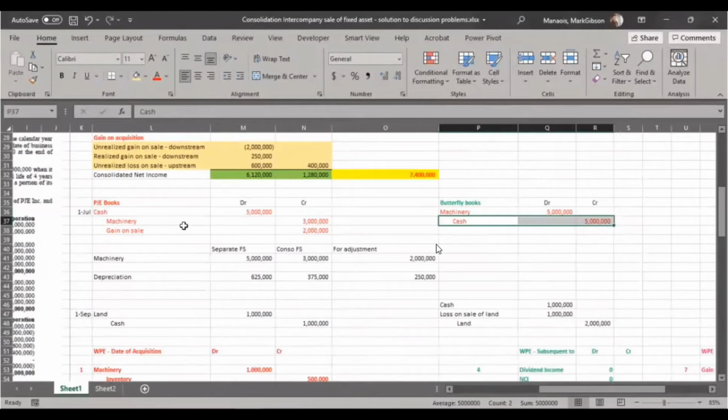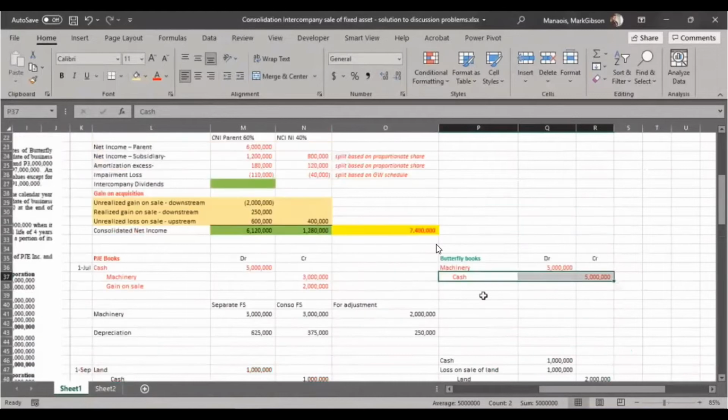We should have no problem there if there were no parent-subsidiary relationship. However, we have to compute for the consolidated financial statements. Imagine, in the eyes of investors and users of financial statements, PJE and Butterfly are only one, because PJE technically owns Butterfly, owns 60%. So we have to eliminate the gain on sale. How? Of course, by way of the template.